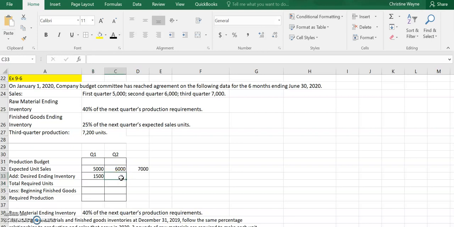In quarter two, we're going to look at quarter three and multiply that by 25% to get our desired ending inventory. I'm going to add both of those together to find out what our total required units are for each quarter. And then we are going to subtract out that beginning finished goods to see how much we actually have to make.